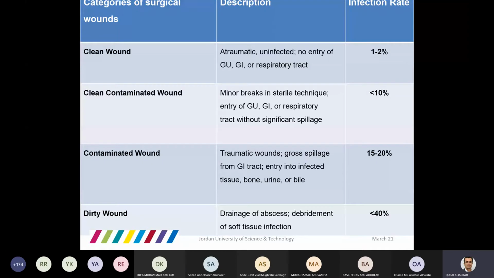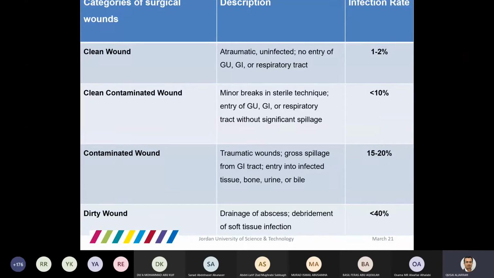Okay, we finished the clean ones. Now clean contaminated ones, which is where there's a minor break in sterile technique. Entry of the genitourinary system, GI or respiratory tract without significant spillage. The risk of perioperative or post-operative wound infection is less than 10%. So like cholecystectomy is a clean contaminated wound.